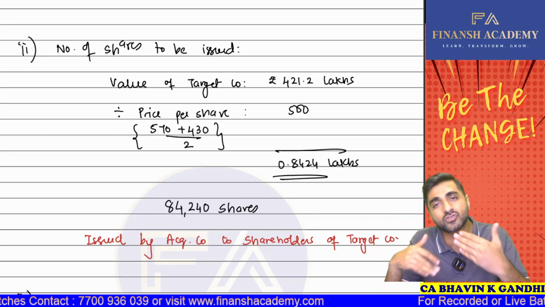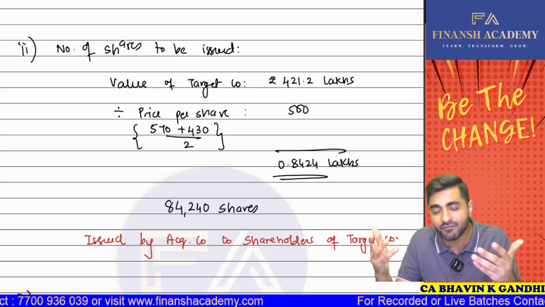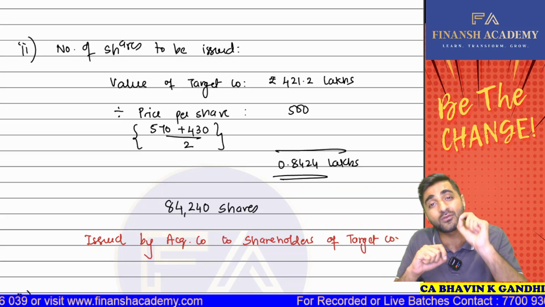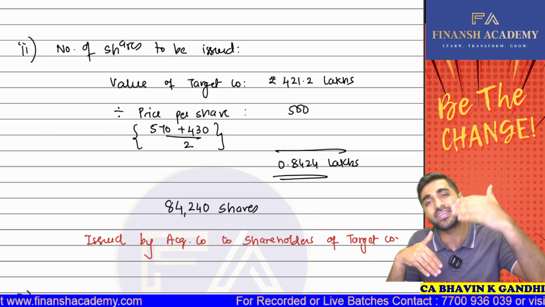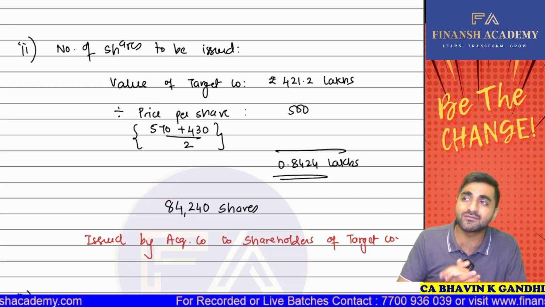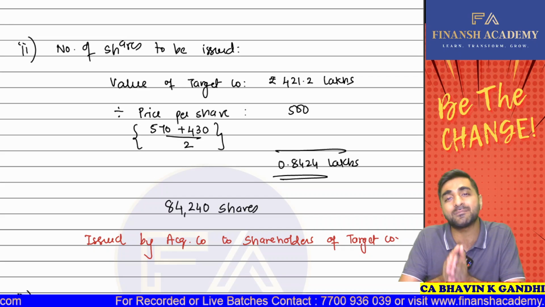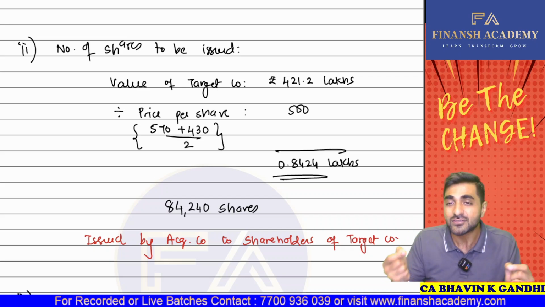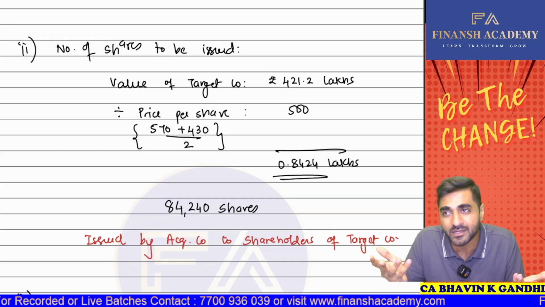There are different ways to meet the purchase consideration to the shareholders of the target company. One way is to tell the shareholders of the target company that we are ready to pay in cash. Another way is that we can issue equity of the acquiring company. The last way is a combination of cash and equity. Here, the entire purchase consideration, which is the value of the target company, we are meeting by issuing shares of the acquiring company.